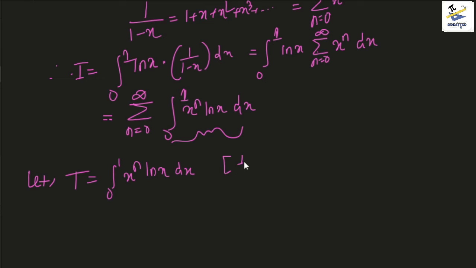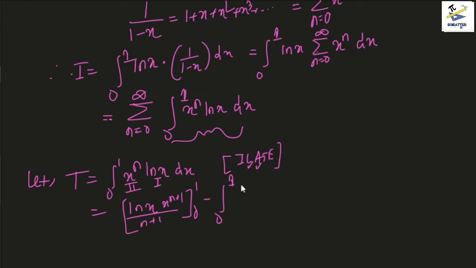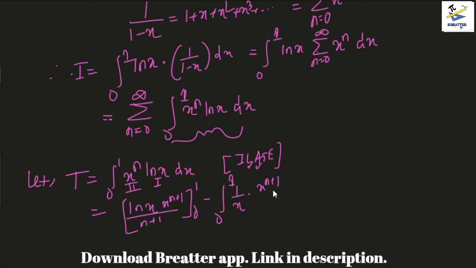In our ILATE rule, we know that logarithmic comes first and algebraic comes second. So let us do that. Logarithmic is first and algebraic is second. We have ln of x into the integral of x to the power n, which is x to the power n plus 1 by n plus 1, evaluated from 0 to 1, minus the integral from 0 to 1. Differentiation of log x is 1 by x, integration is x to the power n plus 1 by n plus 1, dx.